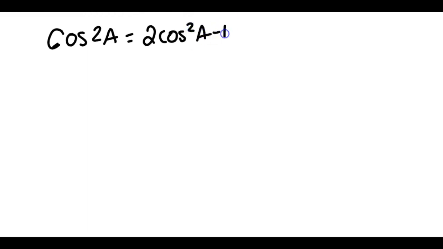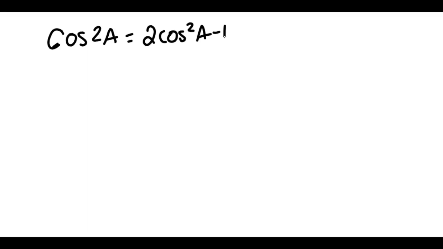Okay, so example 2 says determine an identity for cos 2A that contains only the cosine ratio. Okay, so I gave you the other ones. So in the double angle cos 2A, which one is it that only has cosine in it? 2 cos squared A minus 1. Right. Okay, so that's what they're asking you.